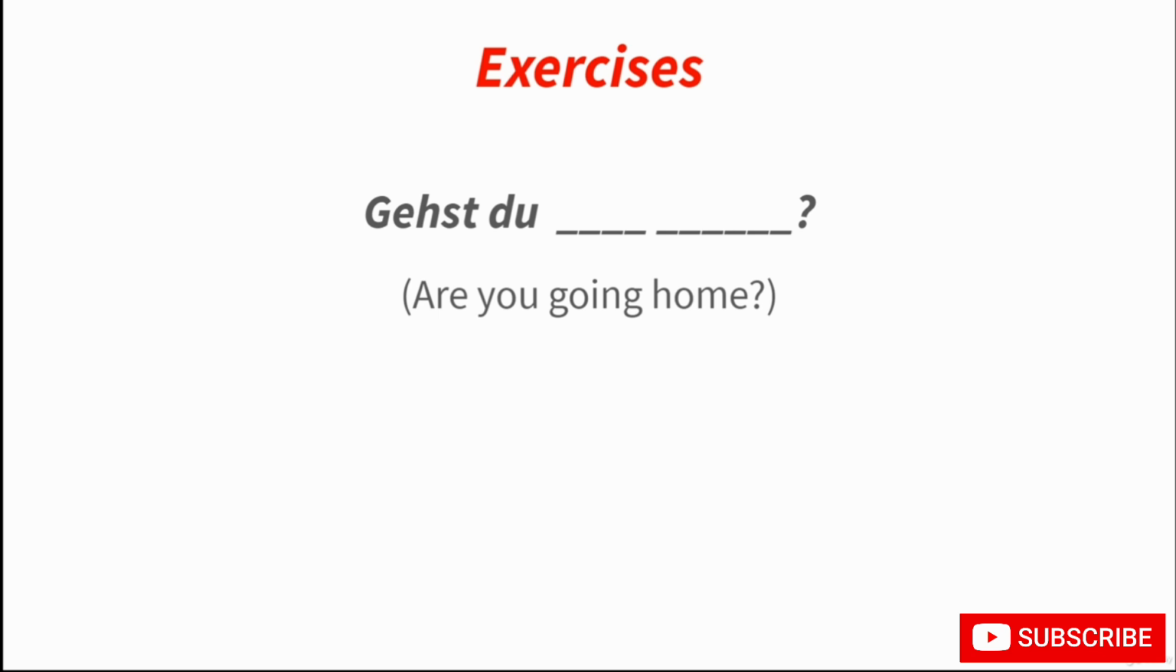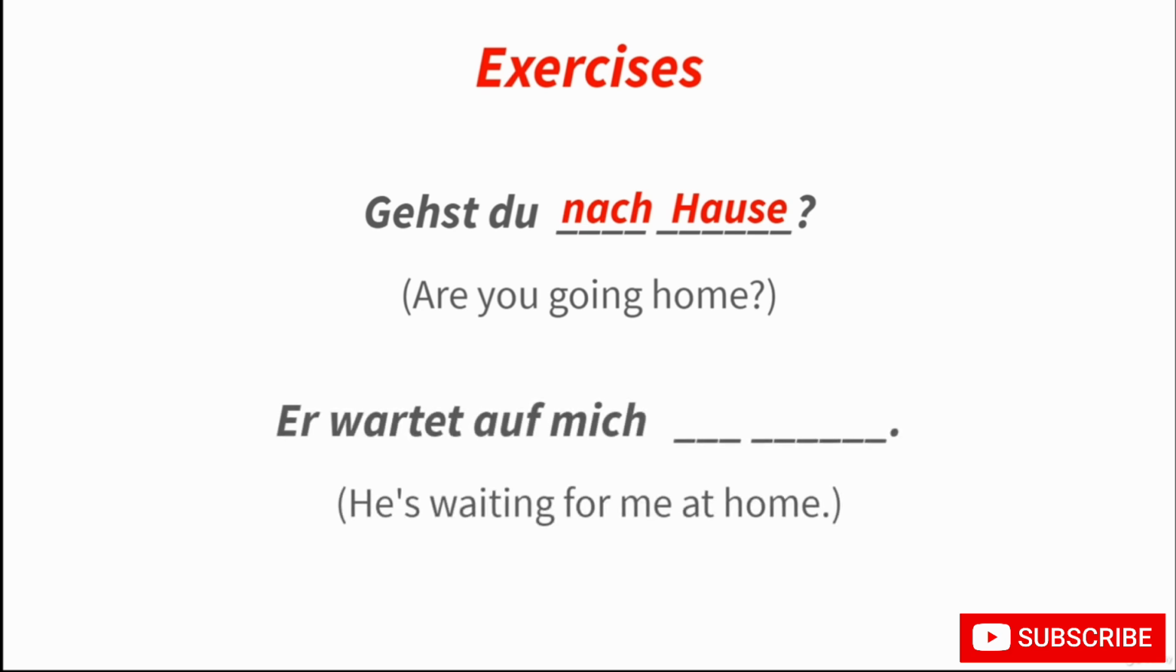In English, are you going home? What do you think is the answer? The answer is nach Hause. There is a direction here, not a location. Another one, he is waiting for me at home. What do you think is the answer? Zu Hause. Why? Because it gives location, at home.